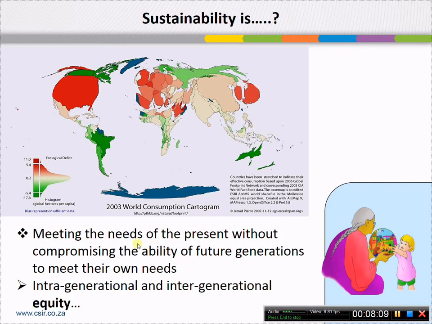So in addition to this intra-generational equity described, either on the country level or globally, we also need to consider the intergenerational equity. In other words, what kind of a world do we want to leave to our children? Or what kind of a world will our children inherit? Will it be a sustainable one?